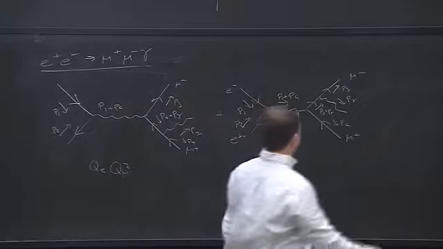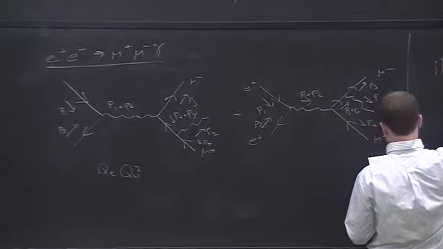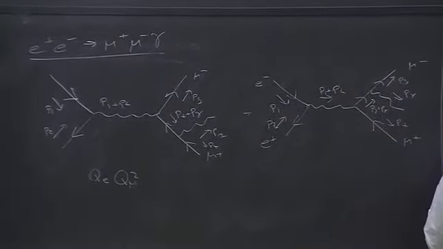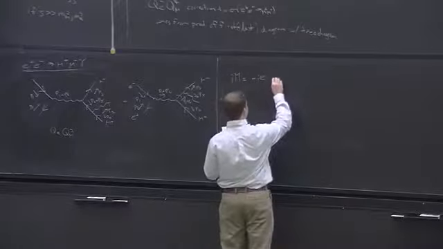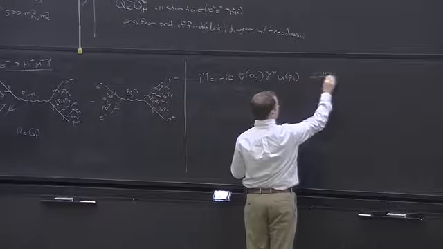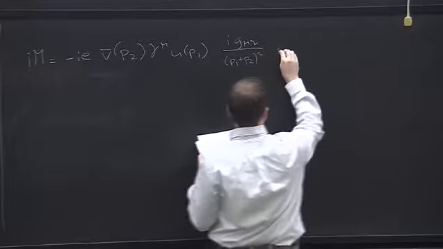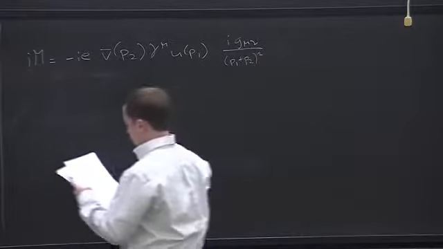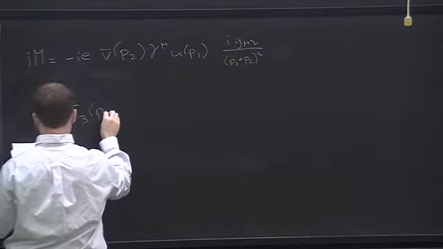And so the amplitude, we get from the electron line, following the line backwards, v bar of P2, gamma mu, u of P1. We can put the photon propagator here. Then we have the contribution from the muon line, which has a bunch of factors.